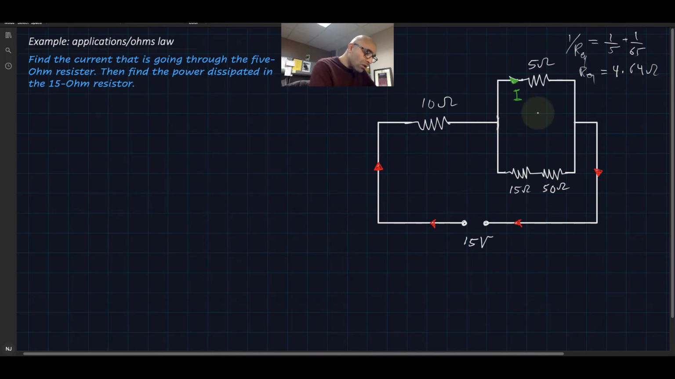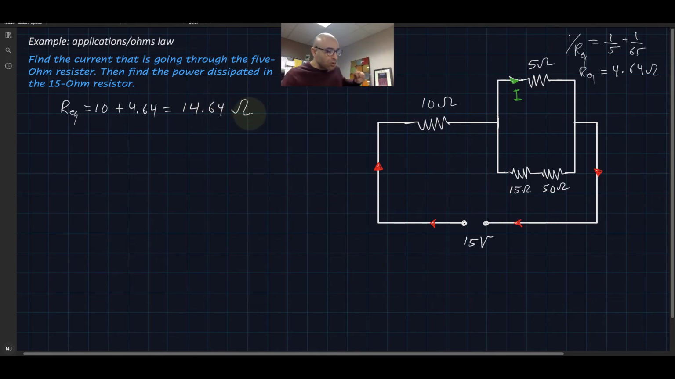Now this whole circuit, as you can see, is in series with this one. So to find R equivalent for this one, I am going to write it like this. R equivalent for the whole circuit is basically 10 plus 4.64, and if I do that, I get 14.64 ohm for the equivalent for the whole circuit.